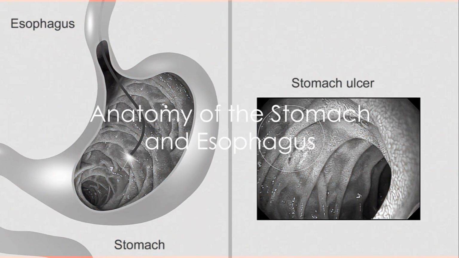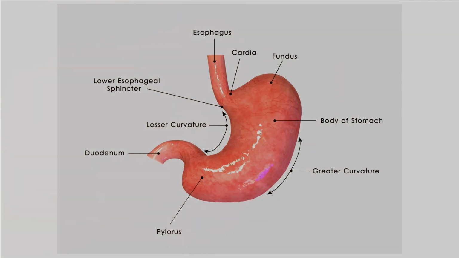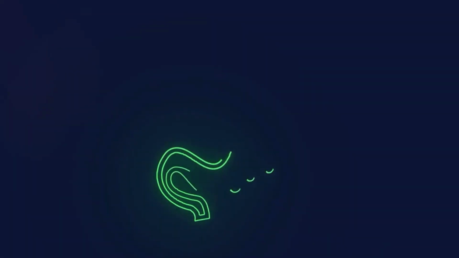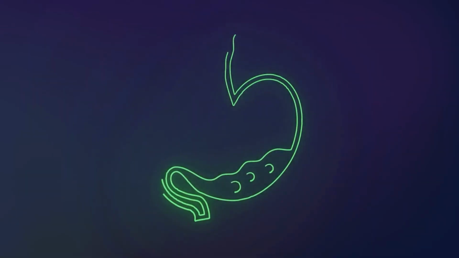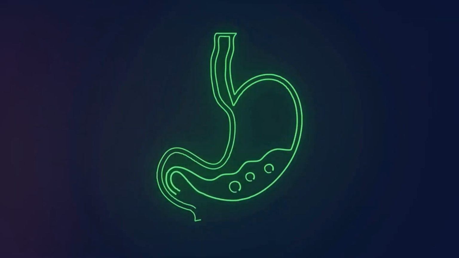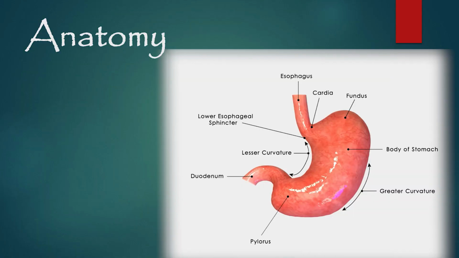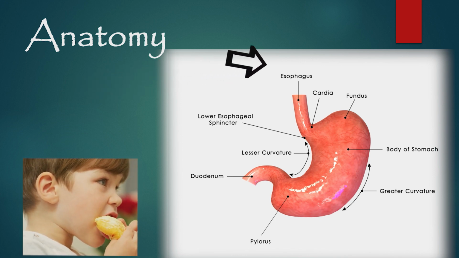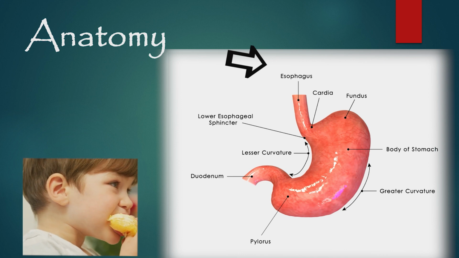The digestive system is a complex network of organs responsible for breaking down food into nutrients that the body can absorb and utilize for energy and growth. Two crucial components of this system are the stomach and esophagus. The esophagus is a muscular tube that connects the throat to the stomach, allowing food to pass from the mouth to the stomach for digestion.